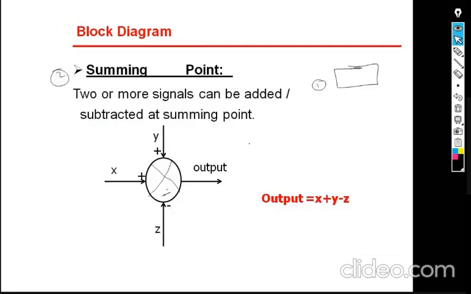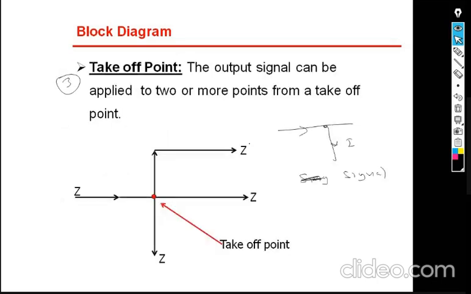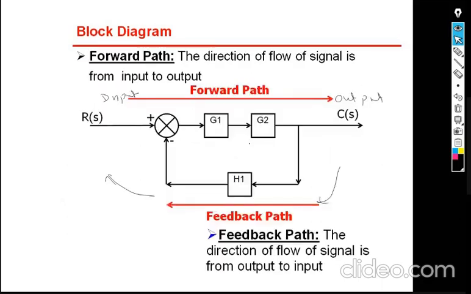Next, how to form a particular block diagram? A block diagram can be formed by using these elements. Number one is block, number two is a summing point, and number three is a takeoff point. And then two new terminologies come here: one is forward path and another is feedback path.